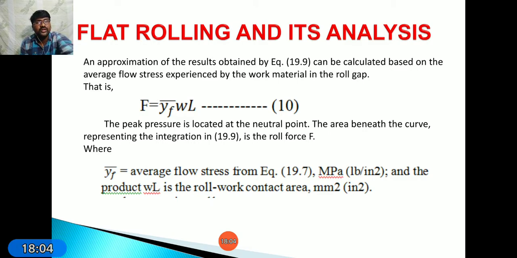in units of megapascal or pounds per square inch, and the product WL is the roll-work contact area.